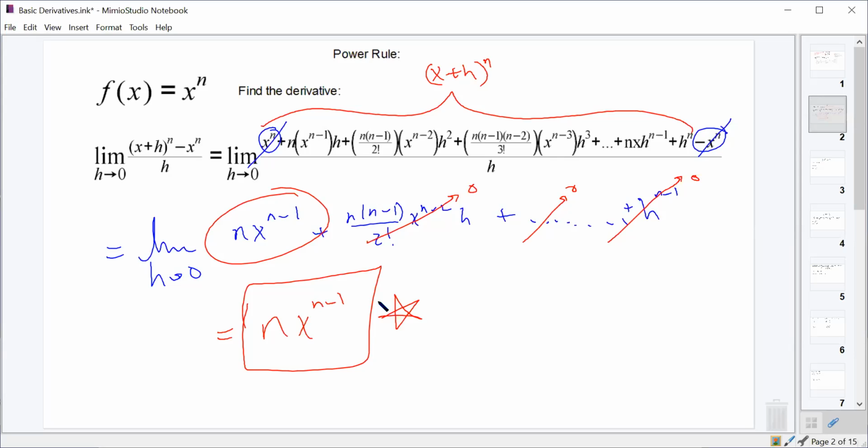Our little proof here only proves that it works for positive exponents, like positive whole number exponents, but it can be expanded. There's ways to prove it for all real numbers. And so, yeah, good question though. Any other questions, issues, problems, complaints about that?